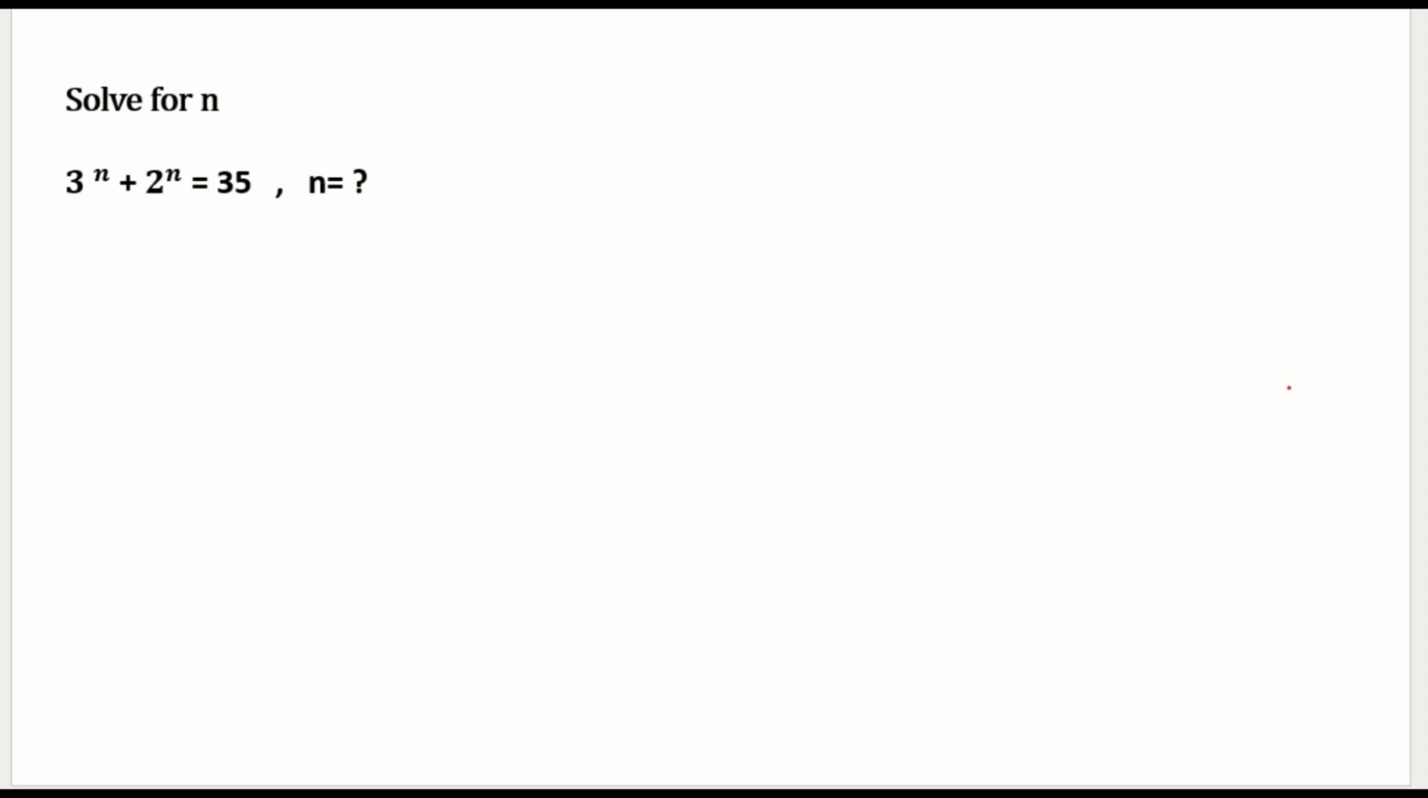Today we have a great mathematical problem from Harvard University. This is a great exponential equation. We have to solve it for n. So we have 3 to the power n plus 2 to the power n is equal to 35.